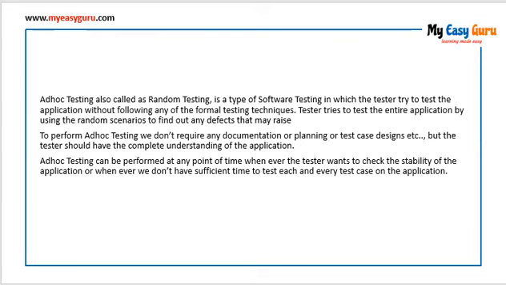Tester tries to test the entire application by using random scenarios to find out any defects that may arise. Tester tries to test the application using any random test cases, random inputs, or random scenarios, and they try to find out if any bug occurs while testing the application randomly. To perform ad hoc testing, we don't require any documentation or planning or test case design. But the tester should have the complete understanding of the application.